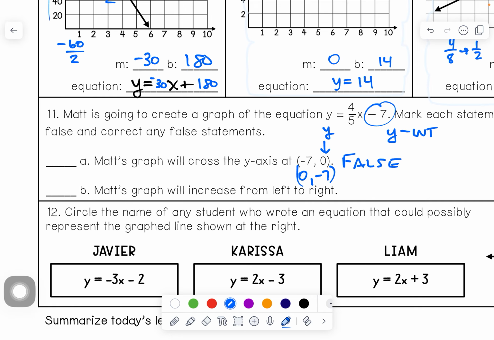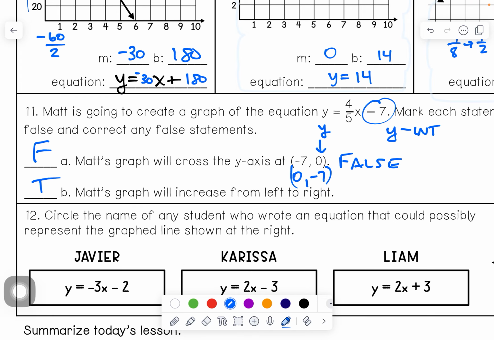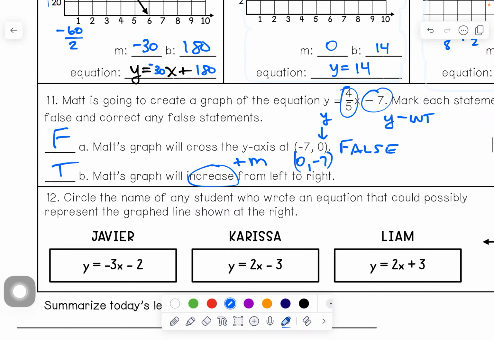Matt's graph will increase from left to right. Okay, and that is true. Increase means positive slope, and my 4/5 is a positive number.